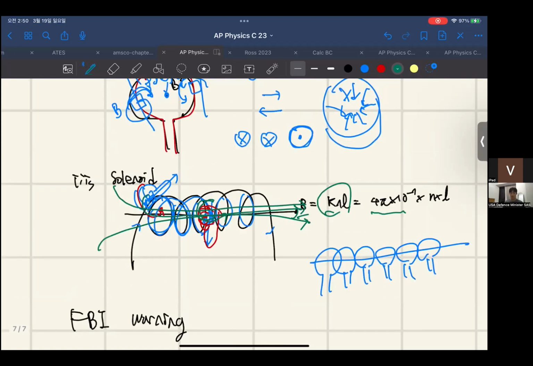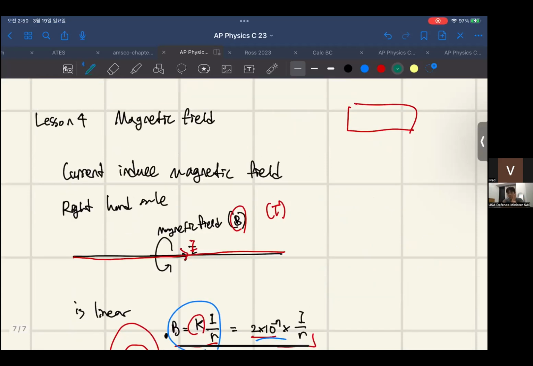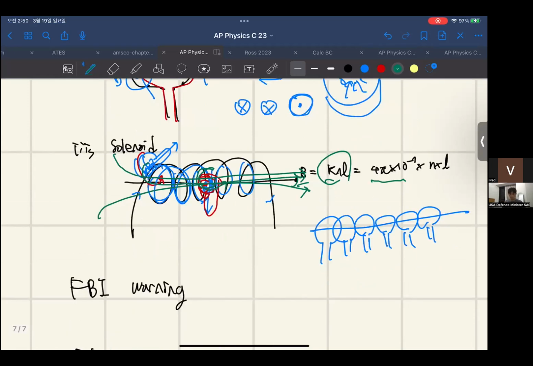First is FBI warning. FBI warning! Stop! Freeze! Put down your weapons! Now, basically FBI warning is a way to memorize things. It's basically F, force, B, magnetic field, I, current. If you have a current and if you have a magnetic field, then you have a force induced.